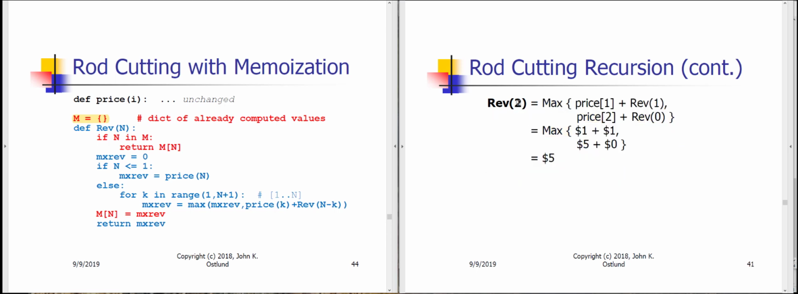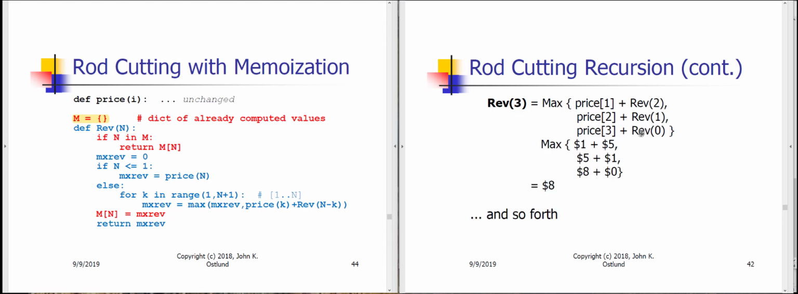If n is 2, we look up the price for a 1-foot piece, we look up the price for a 2-foot piece, and we can find Rev 1 and Rev 0 in our dictionary. We don't have to compute Rev 1 or Rev 0. Going on to Rev 3, we're making use of Rev 0, Rev 1, Rev 2, which are in our dictionary, and we're adding Rev 3 to our dictionary. So the performance of this is becoming quadratic now, rather than an exponentially exploding tree of recursive calls.